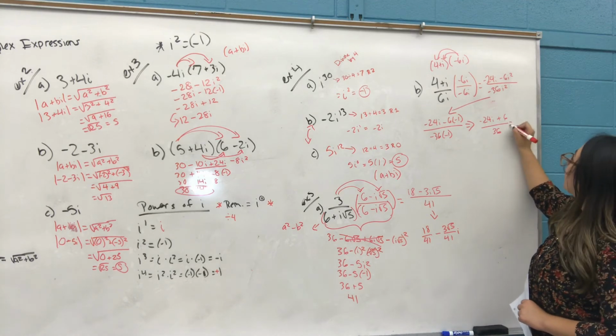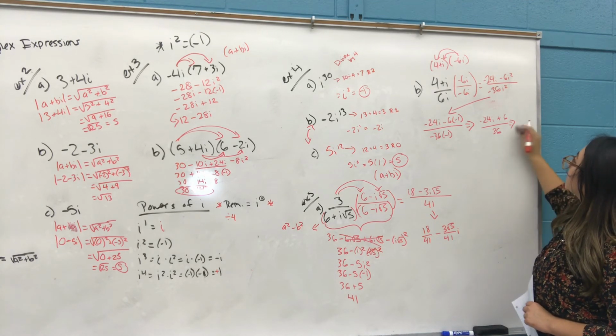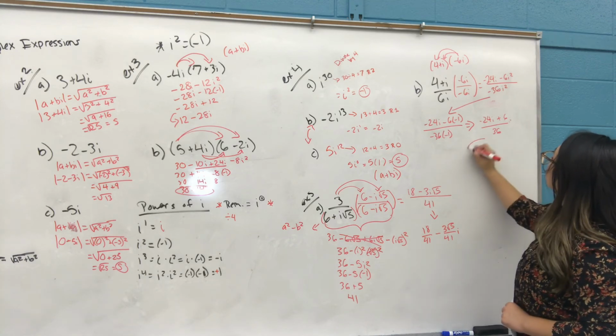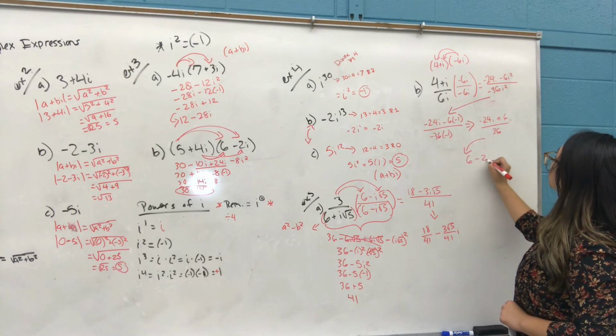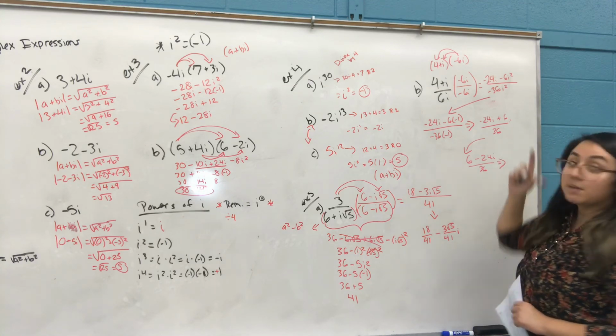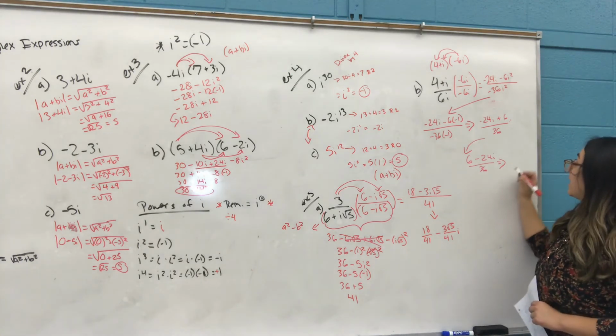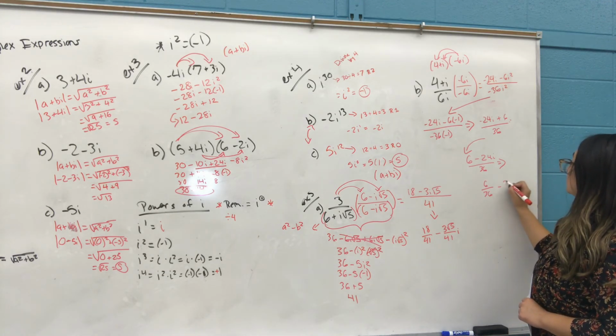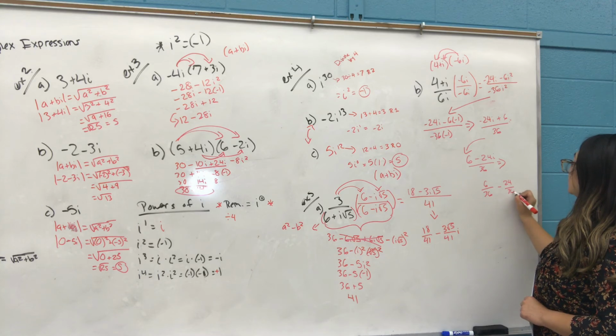Here, I'm going to move it around because we always want it in terms of a plus b. So for the top, I'm going to move it around to 6 minus 24i over 36. They want it in terms of a plus bi. So a plus bi, I get 6 over 36 minus 24 over 36i.